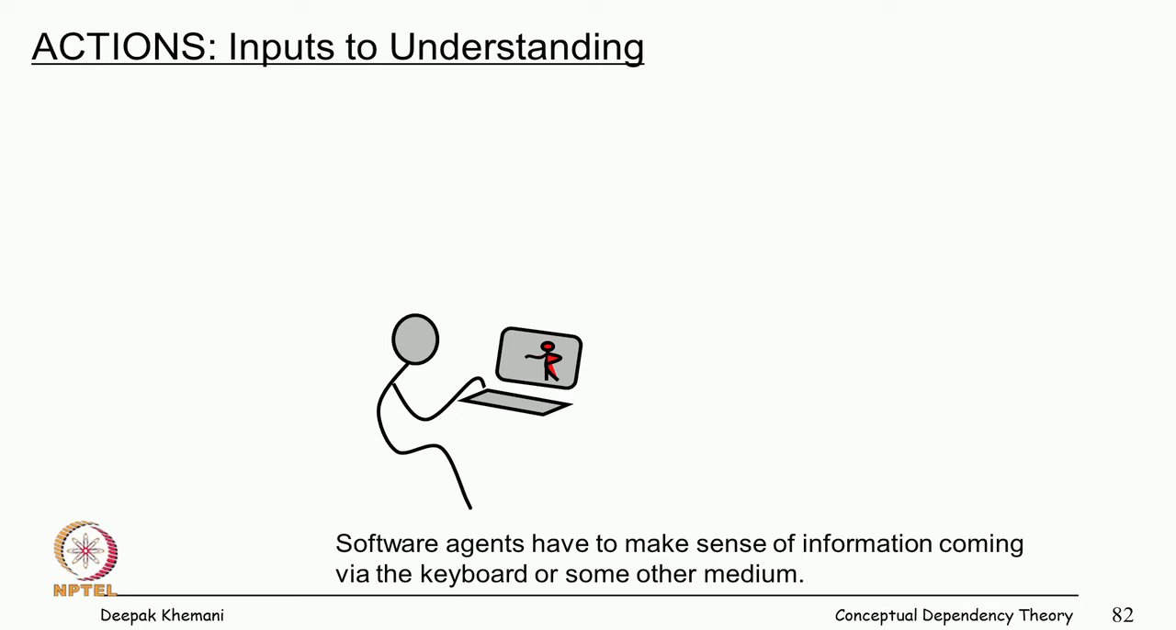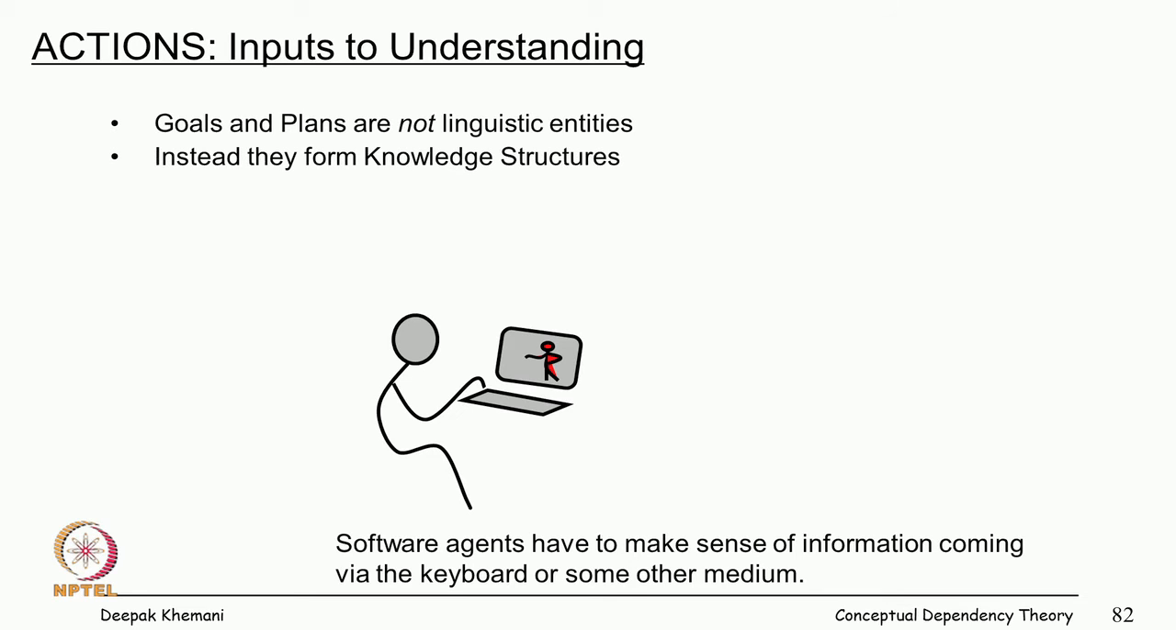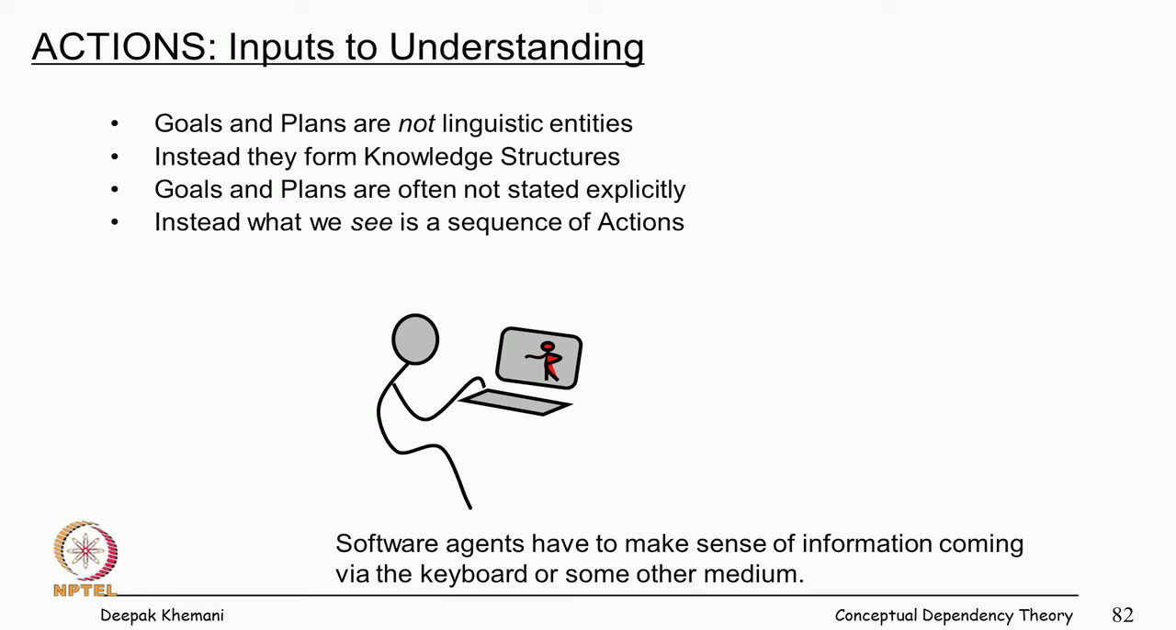So, actions are the inputs to understanding. If you were to develop a software agent, if you were writing a game playing program for example, what does the program have to do? The software agent has to make sense of information coming in via the keyboard, assuming that you are the player putting in the information via the keyboard or a stick, joystick or whatever. The agent has to make sense of that information, and that information is basically in terms of actions.